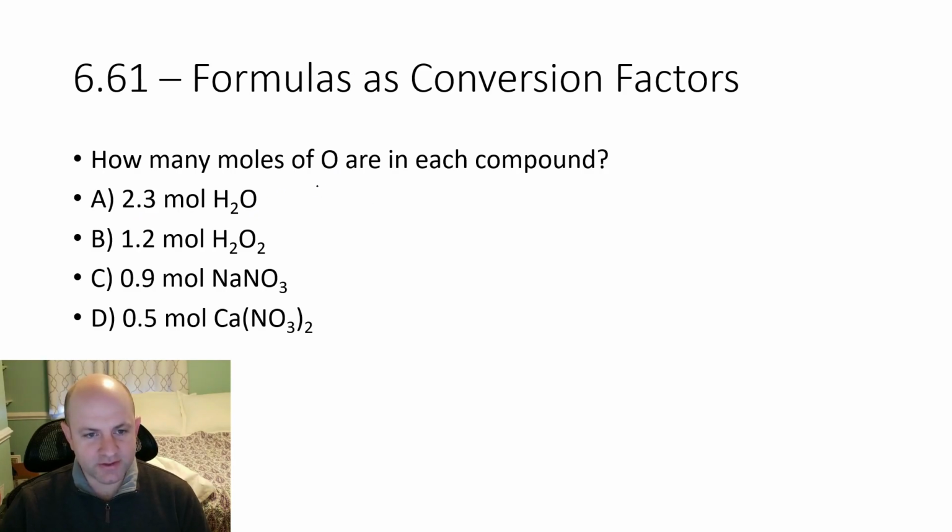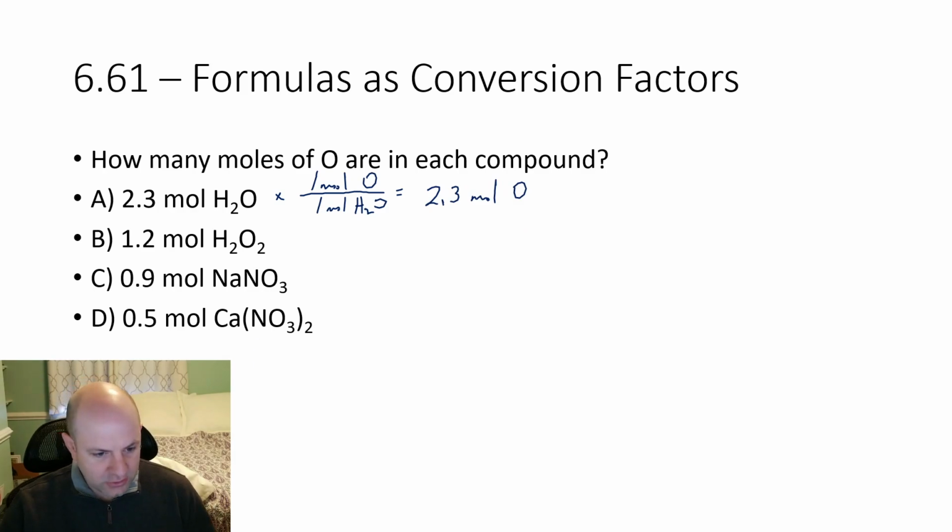So the key here is we say how many O's are there per formula, but then start with the given. So for this case, when we have 2.3 moles of water, well, if we multiply that in, 1 mole of water, based on that formula, there's 1 O. So there's 1 mole of O. And so 2.3 times 1, there's 2.3 moles of oxygen.